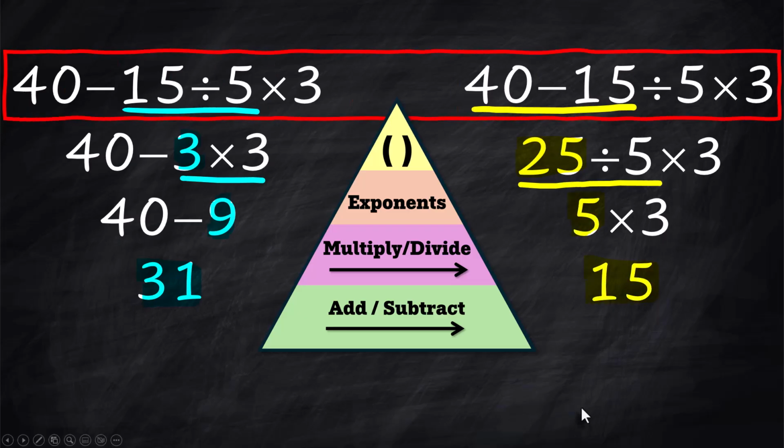Who was following the order of operations when they started the problem? The first person started with the division and the second person started with subtraction. This is correct. You have to do all your multiplying and dividing before you do any adding and subtracting. So we know the correct answer is not 15, it's 31.